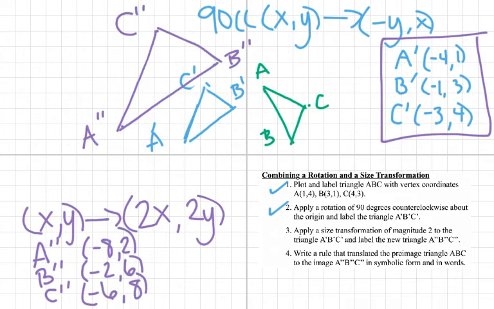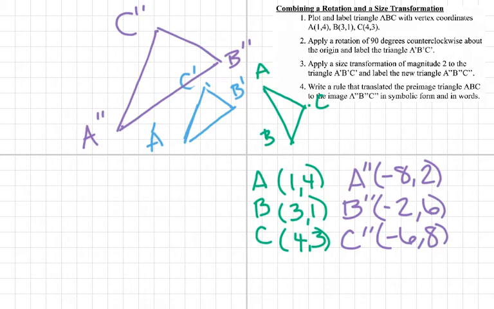Alright, so it gets a little confusing when you put them all together. That's why I'm color coding it, so hopefully it helps you guys. So we have done step 3 also. So now what we want to do is write a rule that transformed the pre-image ABC to A prime, B prime, C prime. Okay, and we're going to write it in words and symbolic form, and I'm going to help you with it. So what I'm going to do is write out the points that we had for A, B, and C, and then for A double prime, B double prime, C double prime.